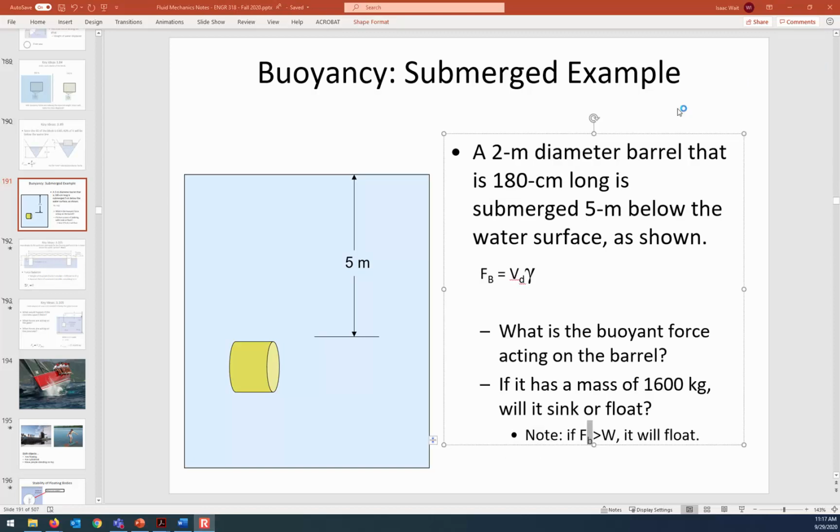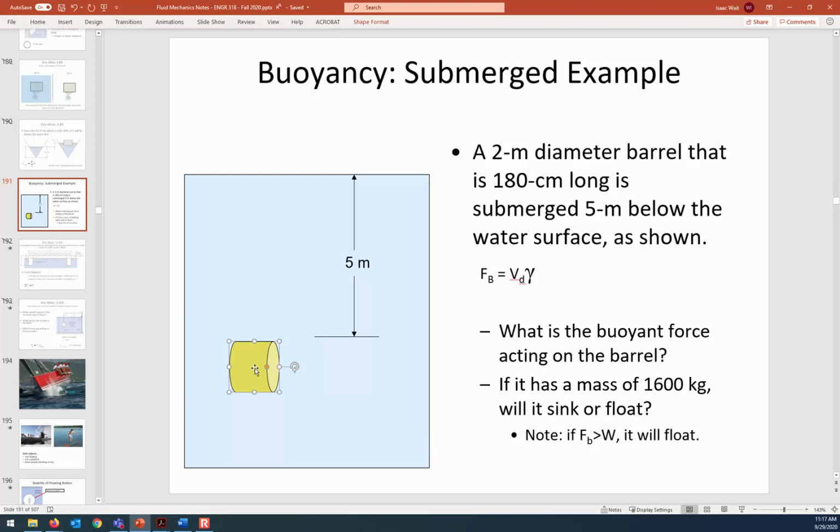All right, so we want to compare the buoyant force and the weight. Now, first of all, the buoyant force is going to be the volume displaced multiplied by the unit weight. And this is submerged in water. We don't know the temperature of the water, so we'll just use the typical unit weight of 9810 newtons per meter cubed. What about the volume displaced?